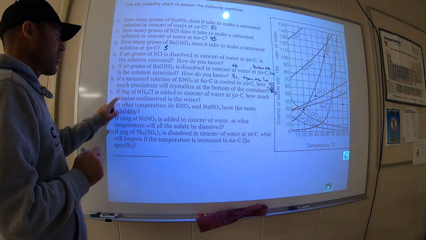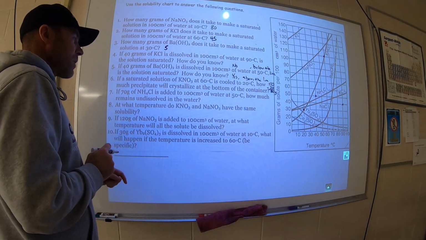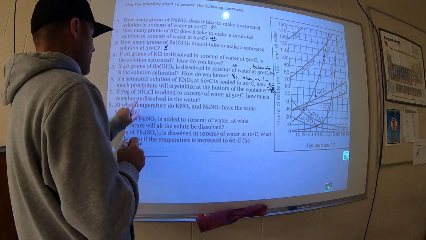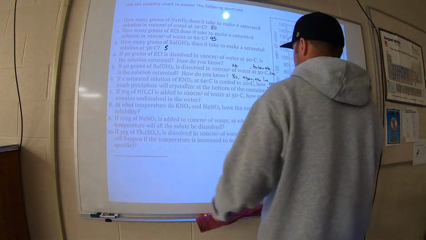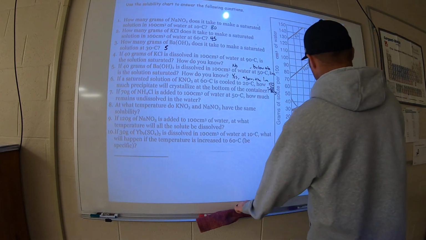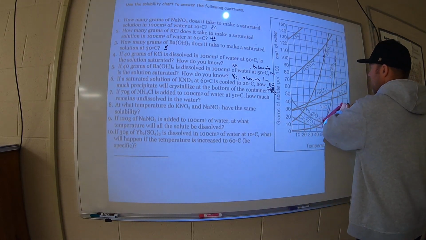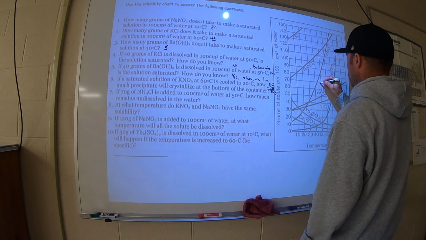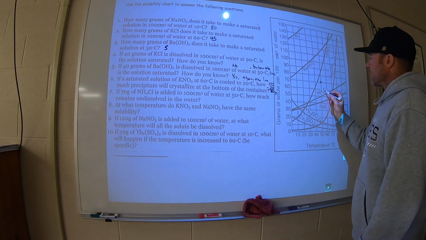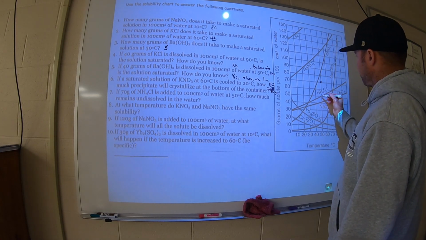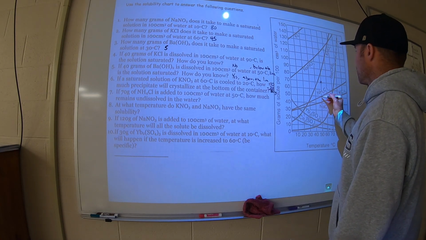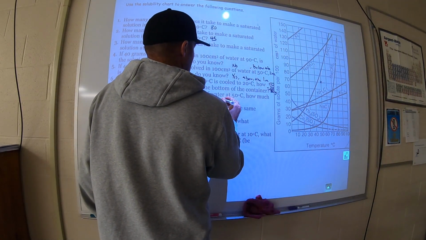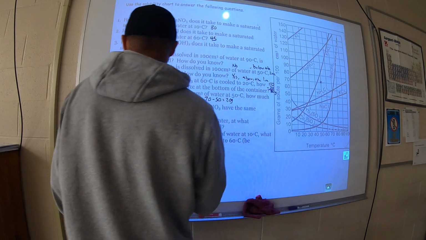Number 7, if 70 grams of ammonium chloride is added to 100 cubic centimeters of water at 50 degrees Celsius, how much remains undissolved? So let's find 70 grams at 50. I'm going to erase some of these lines on here. So 70 grams at 50 is right here. For ammonium chloride, you can hold 50 at that point. So 70 minus 50 is 20 grams remains undissolved.